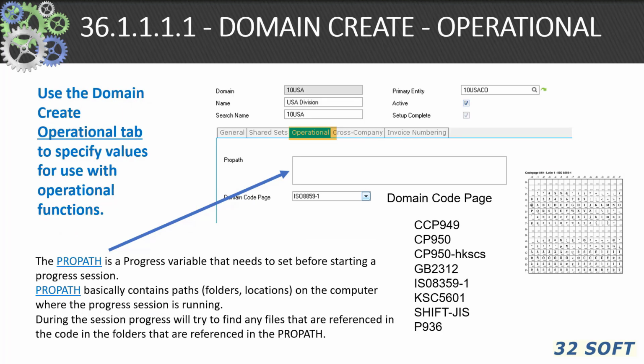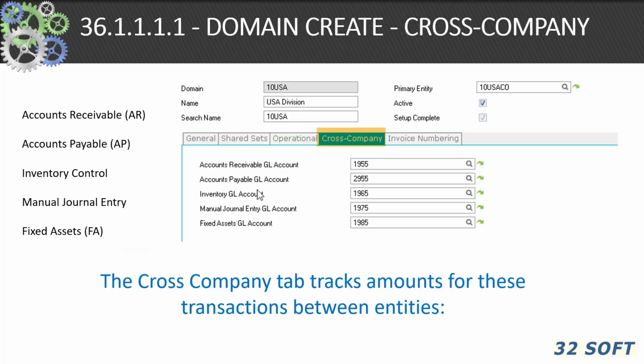The operational tab of domain create allows you to set some of the operation functions, such as the ProPath, which is a statement of the folders and locations within the computer that allow for running and identifying of files, and the identification of a domain code page, which sets printable characters and control characters with values for each one of the languages. The cross-company tab tracks amounts for transactions in accounts receivable, accounts payable, inventory control, general ledger, or journal entry, and of fixed assets between entities.